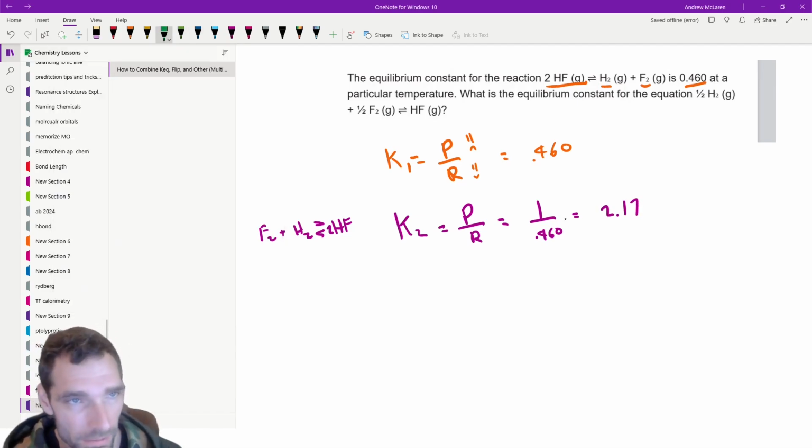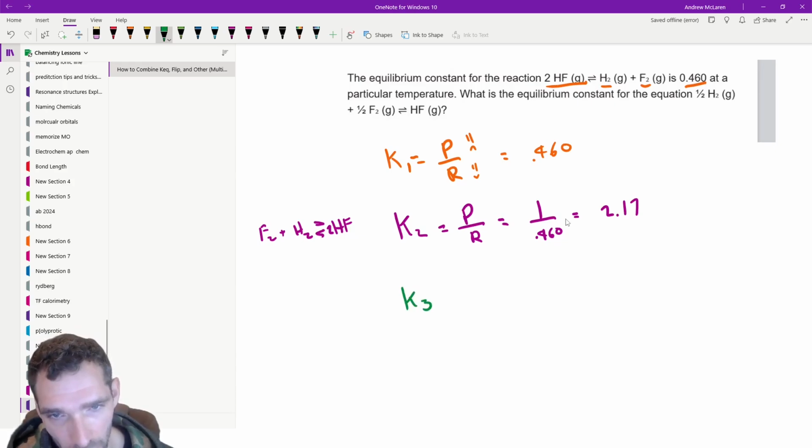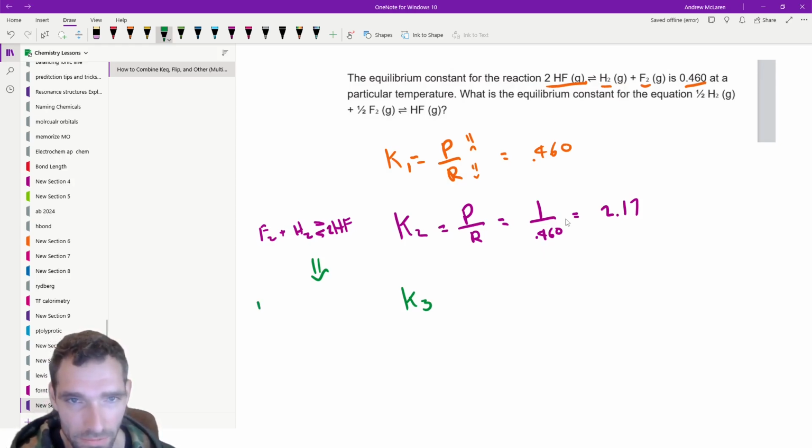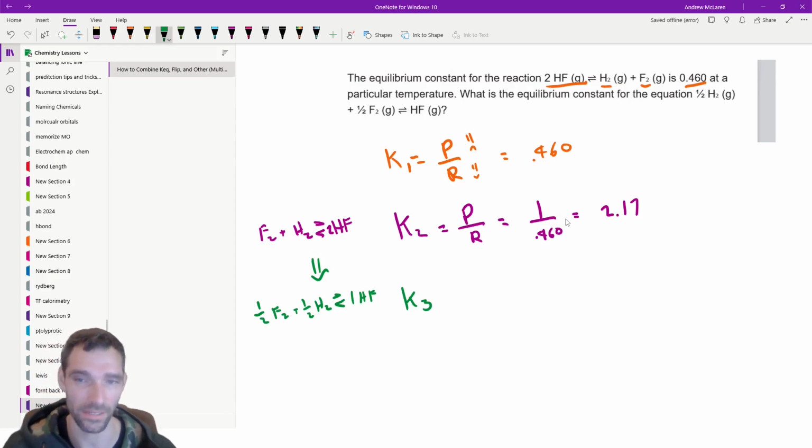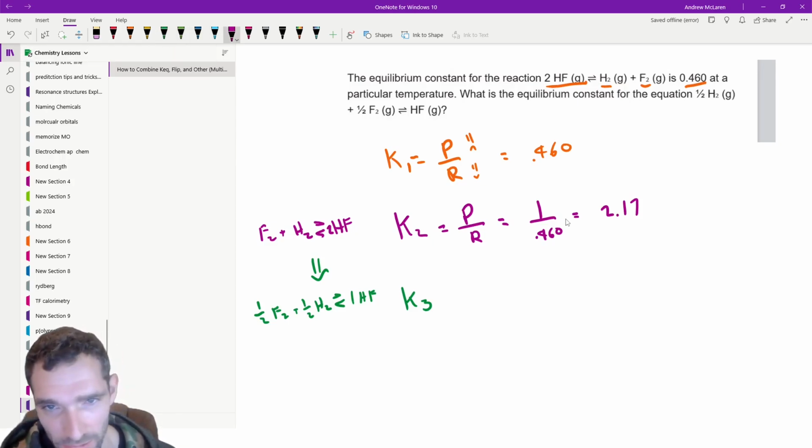And then going from there, K3 is, we're going to take that and make these go up to like the half power. So you've got 1/2 of the F2 and 1/2 of the H2 forming 1 of the HF. So we are not having the exact same number as that 2.17, but we're still favoring products. But the math works out a little bit differently.